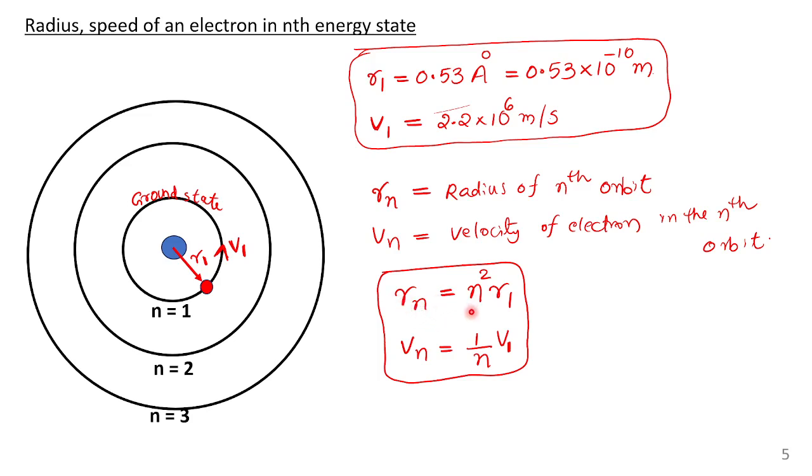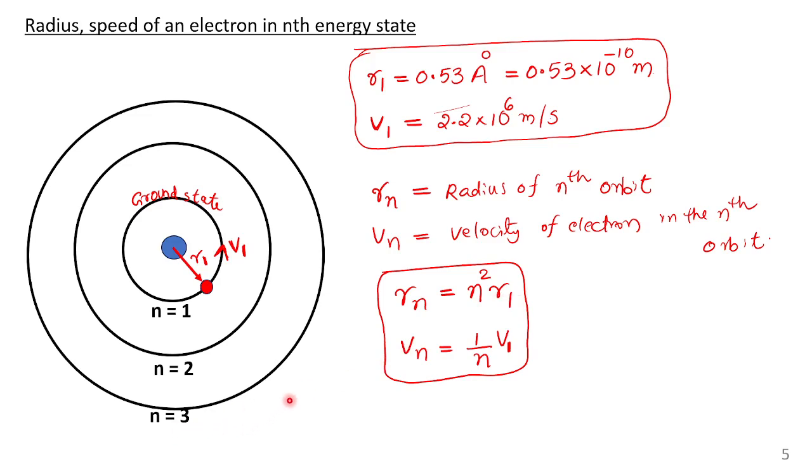Rn equal to n square R1. R1 value we have already studied. So the radius of the nth orbit is given by n square into R1. Memorize the formula.